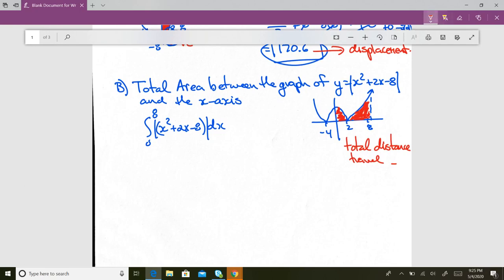So what do we do here? Well, we're going to break it into two separate integrals because you can see, just like the absolute value stuff we did before, this black part of the graph is actually the negative of this function. So it's the integral from 0 to 2 of negative x squared plus 2x minus 8 dx plus the integral from 2 to 8, the regular part of the graph.